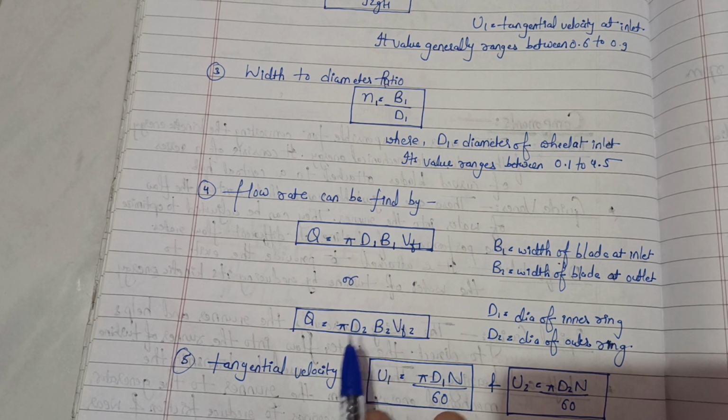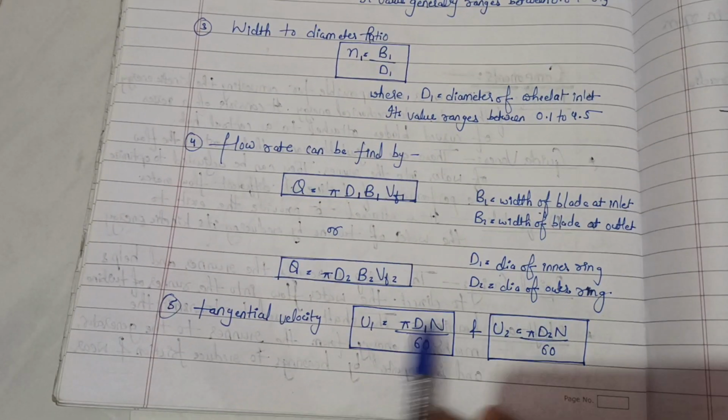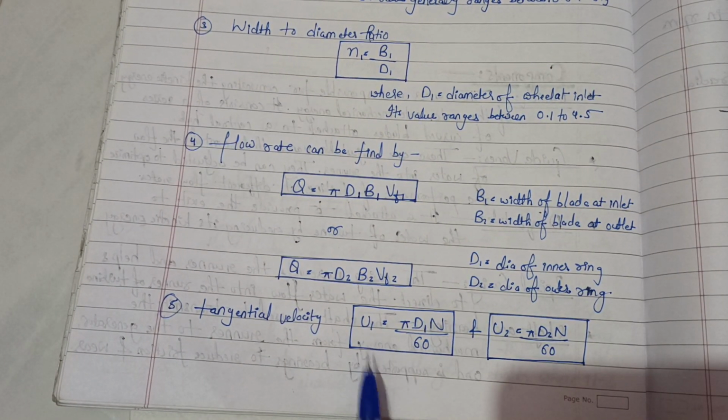Next we will see the fifth term, that is tangential velocity. Tangential velocity is u.